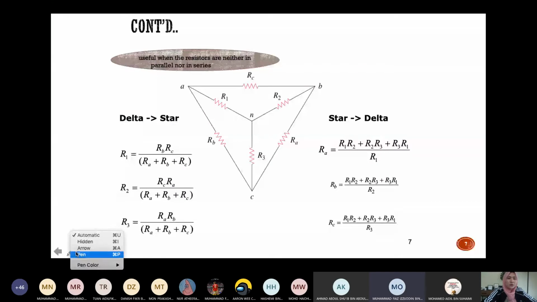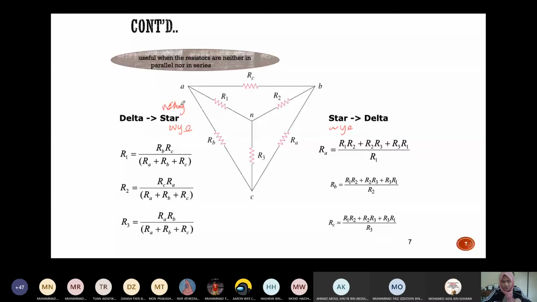So these are the formulas. This one is to convert from delta to star network. This one is to convert from star to delta network. Star is actually Y, we can also call it a star. So this is delta to Y, this is Y to delta. This conversion is very useful when the resistors are neither in parallel nor in series.